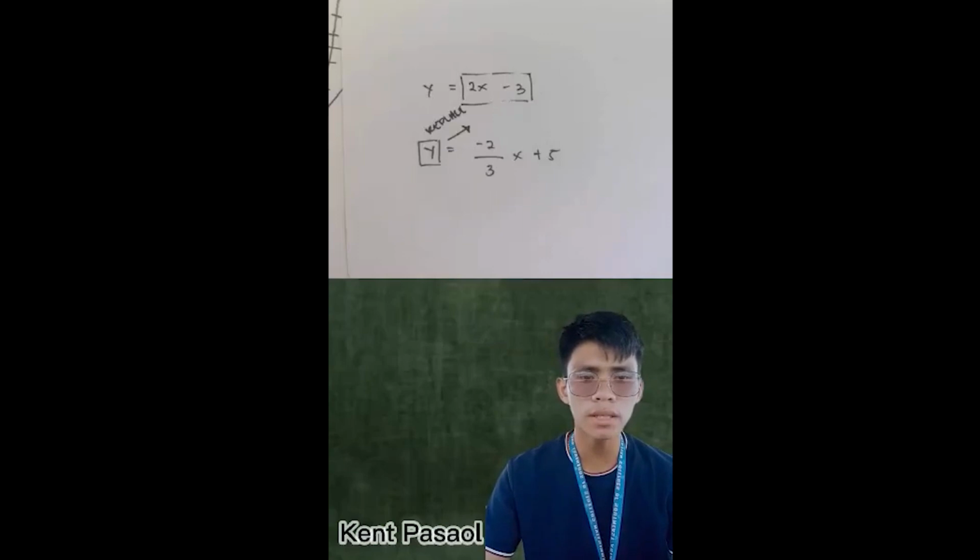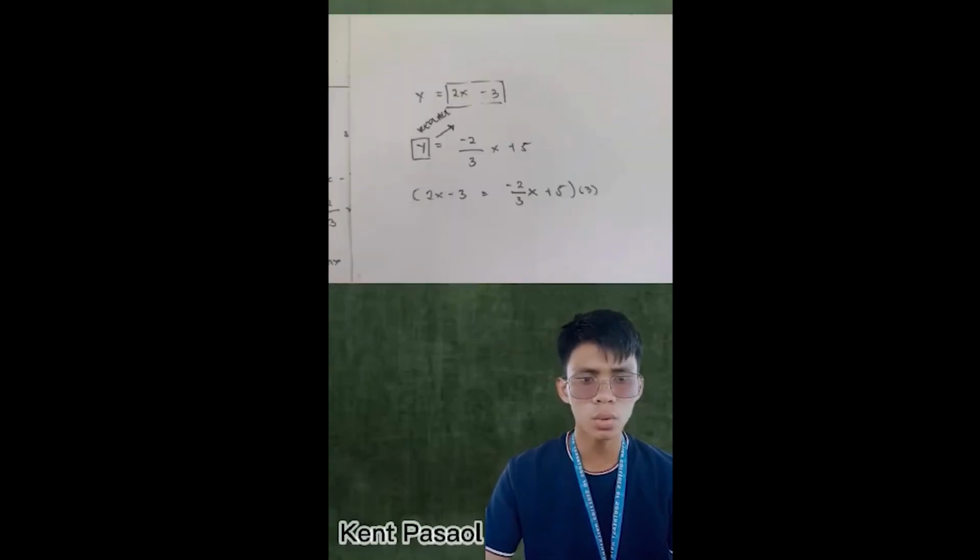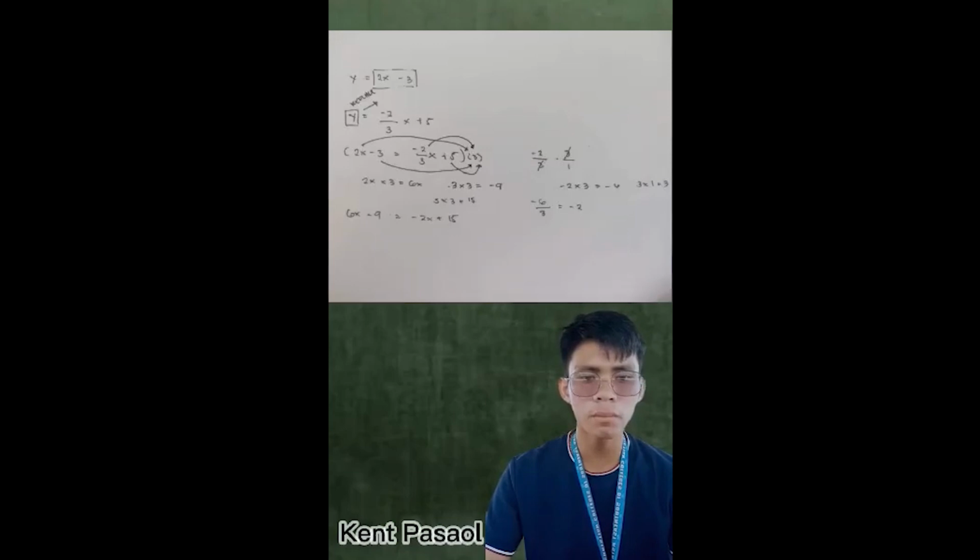Now let's check it. Let's solve this by substitution. Let's replace y with 2x minus 3. So therefore, 2x minus 3 is equal to negative 2 over 3 x plus 5. Let's get rid of the fraction by multiplying everything by 3. 2x times 3 is 6x. Negative 3 times 3 is negative 9.